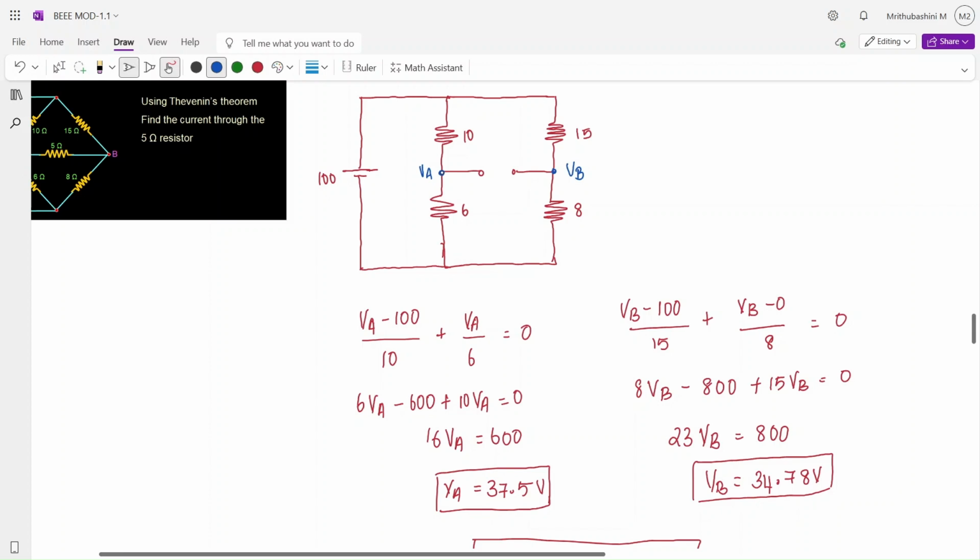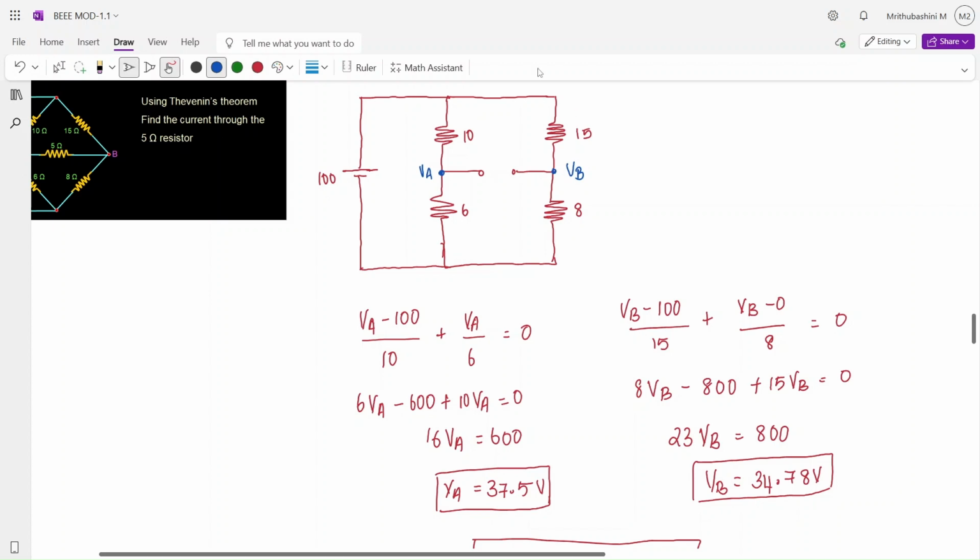You know how nodal analysis works. So you have to take all the things outside. Here this is a node. So (VA minus 100) by 10 plus (VA minus 0) by 6 is equal to 0. Taking the LCM 60 and cross multiplying, you will get 6VA minus 600 plus 10VA equals 0. So 16 VA is equal to 600. VA is equal to 600 by 16, you will get 37.5 volt.